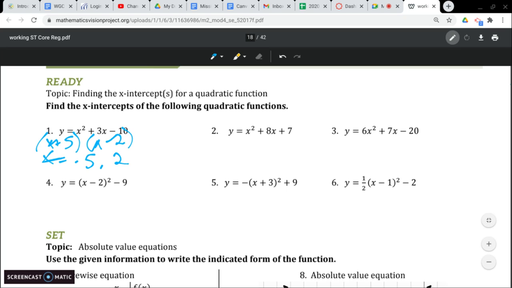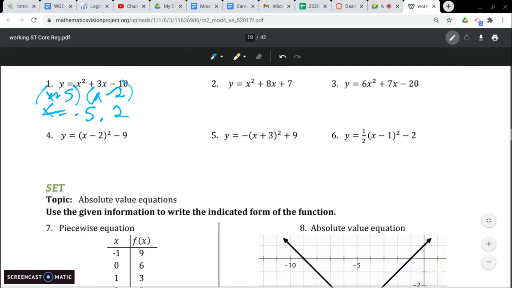So those are the ones that you can factor. Number 1 and number 2 are definitely factorable. On number 3, you're going to want to use factor by grouping for this one because we have the 6 on the x squared. For 4, 5, and 6, we can do these a little differently. We can set them equal to 0 and then work through solving them. So we're going to do number 5 together.